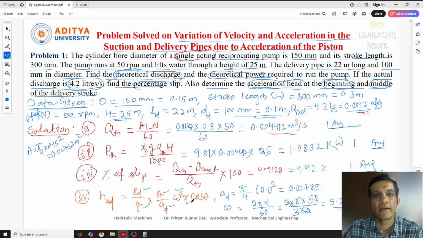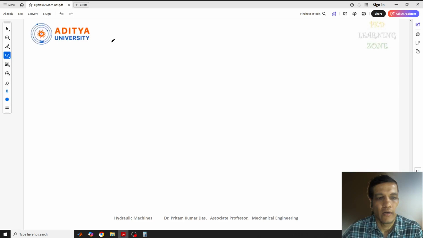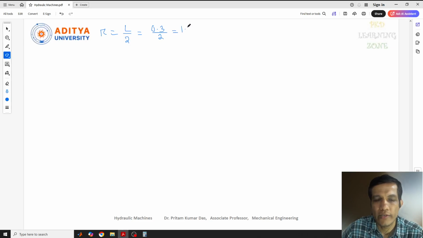Now we need to calculate the radius, the crank radius. I'll go to the next page. So the crank radius, you can call it L or R, is calculated as L by 2. This L by 2 is nothing but the length 0.3 divided by 2, that is 0.15 meter. Now we can calculate the value of HAD. So HAD is nothing but the delivery head.